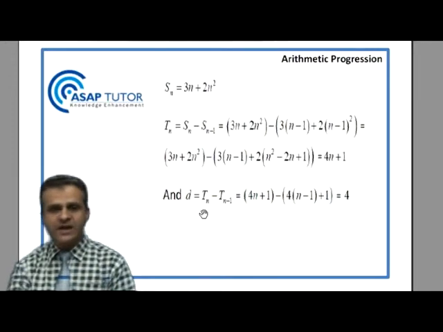Now the common difference is the difference between two consecutive terms. So if Tn is one term, its previous term will be Tn minus 1. So therefore the common difference will be equal to Tn minus Tn minus 1. Tn is 4n plus 1, minus Tn minus 1, which will be obtained by substituting n minus 1 in place of n, and solving it, we get 4. So therefore the common difference is equal to 4.